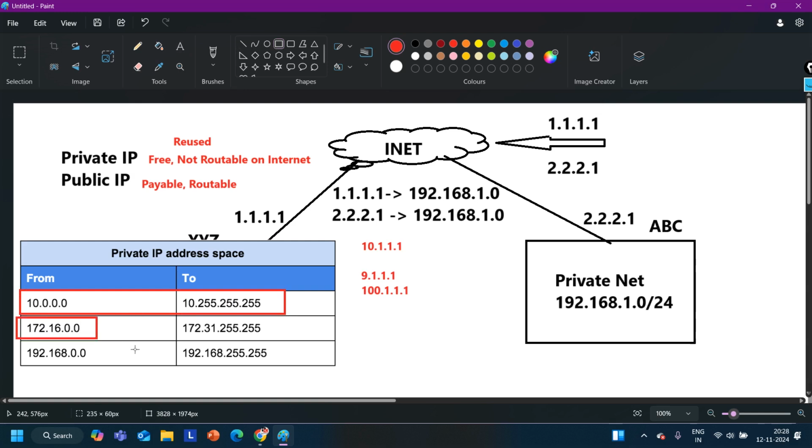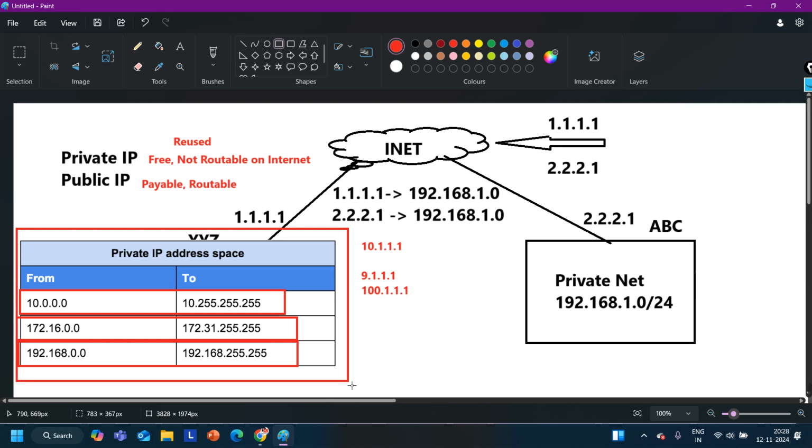From class B, this is the range of private IP address: 172.16.0.0 to 172.31.255.255. And from class C, this is the range. Rest all IP addresses are public IP addresses. These are the only private IP addresses, and they are reusable. Anyone can use the duplicate address, right? But can I reuse the IP within the organization? No, I cannot reuse the IP within the organization.